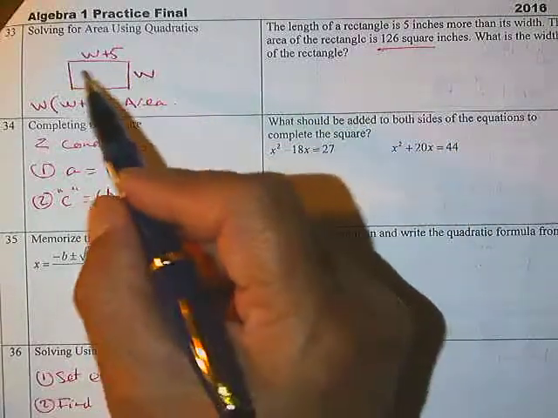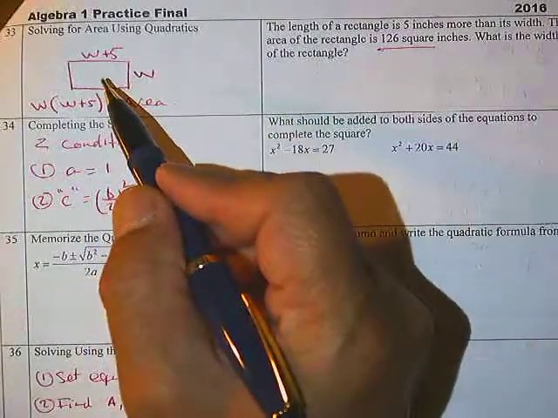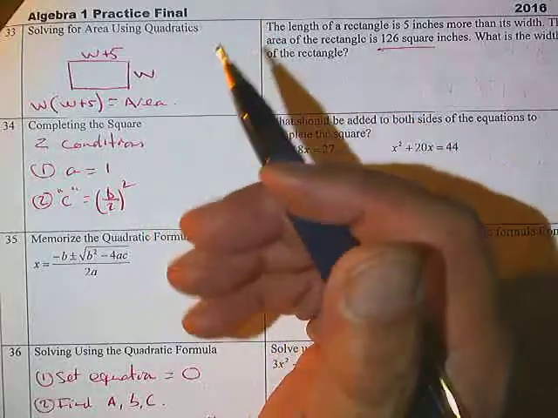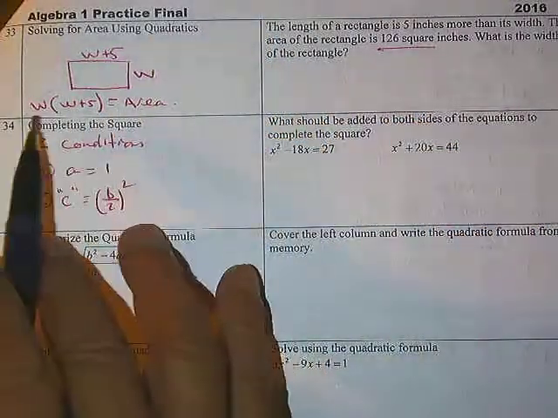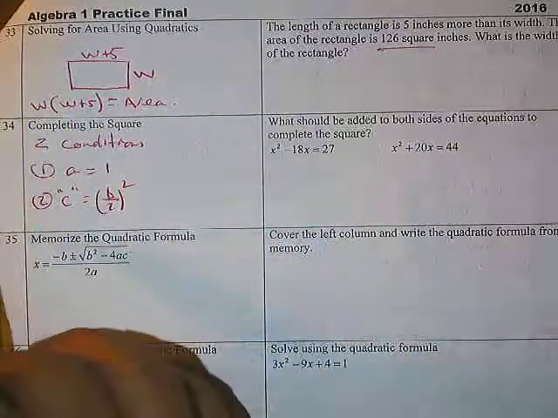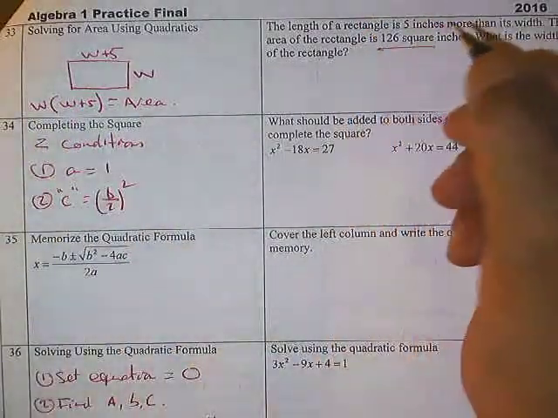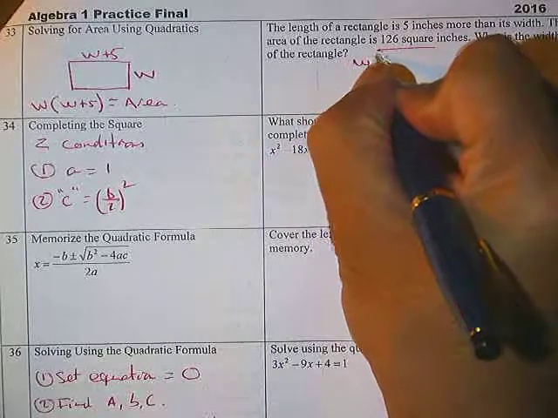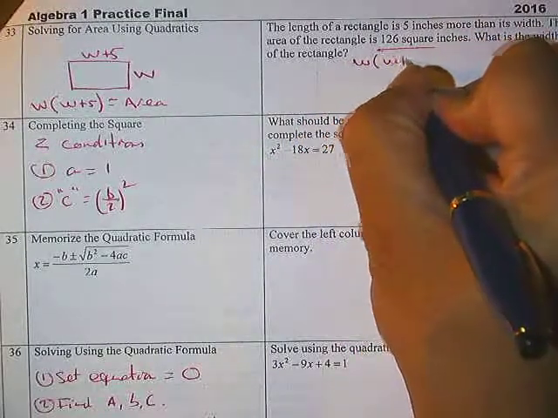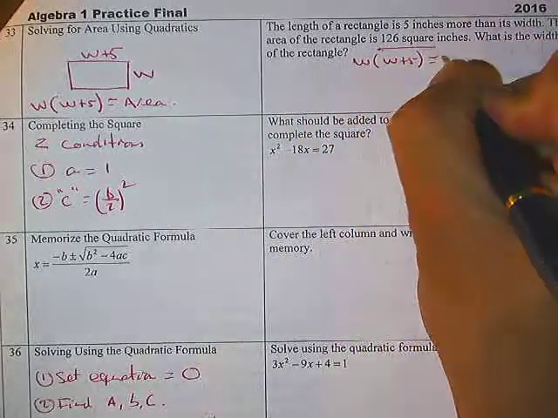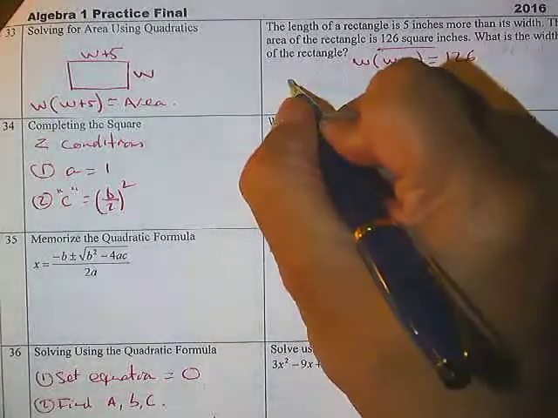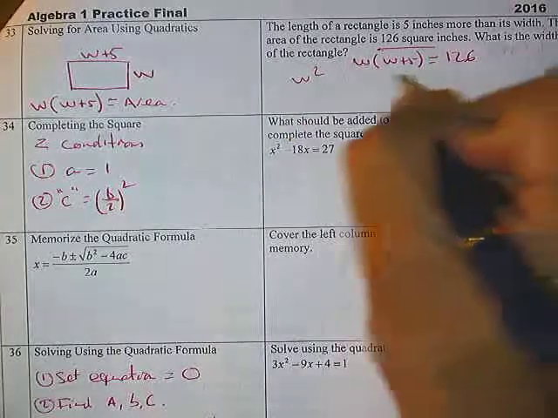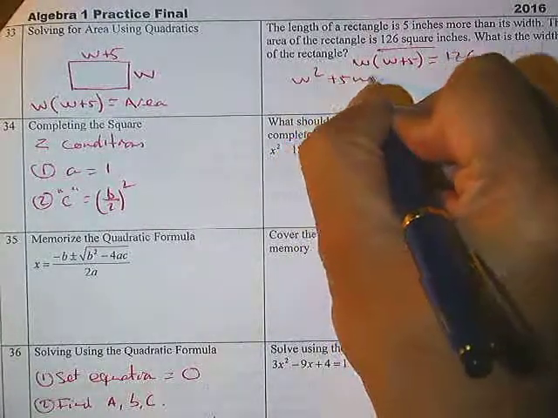So first draw your picture. So here's your width. Usually it's the short side. It doesn't have to be, but it is in this case. So the length is 5 more. So W times 5? No. W plus 5. Right there. And then the area is just the width times length. So that means we have W times W plus 5, and that's equal to 126.